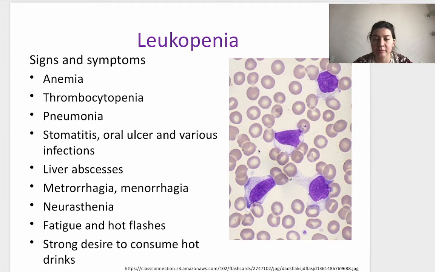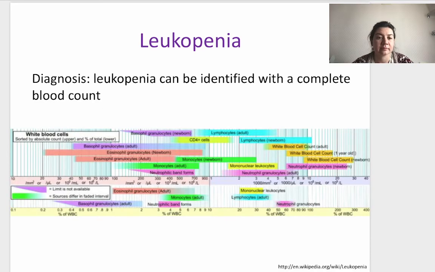Now, one moment. Leukopenia can be identified with a complete blood count. Here you see different results for white blood cells, for each type, its number, its percentage, what is normal and what are atypical levels.